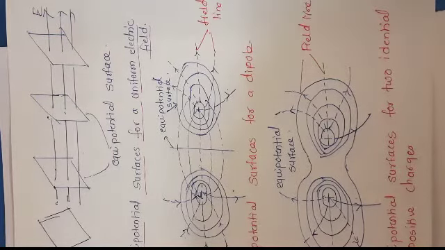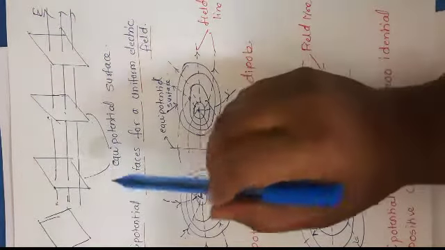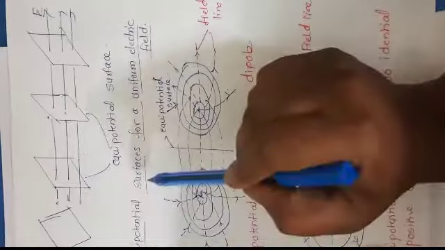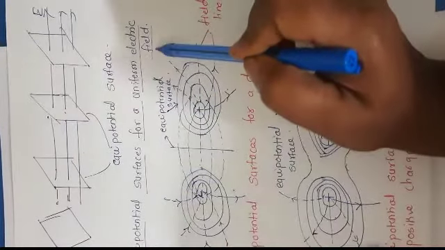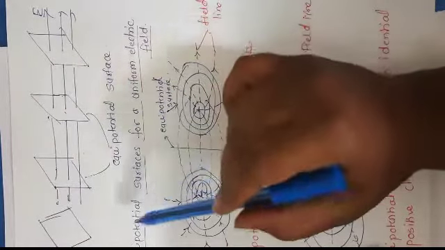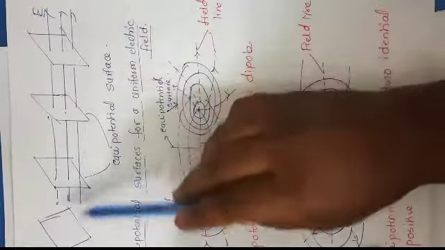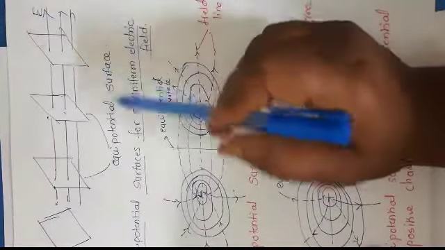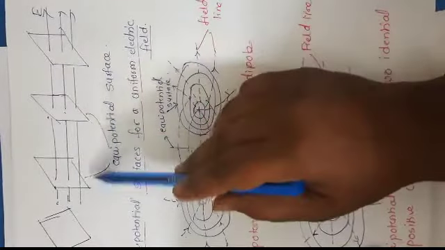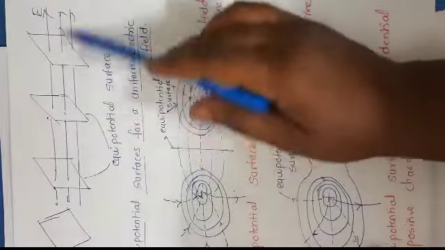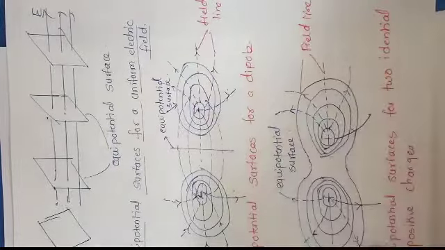Equipotential surfaces for a uniform electric field. This is the diagram for equipotential surfaces for a uniform electric field. These are the equipotential surfaces, and the electric field is in the direction of the electric field.